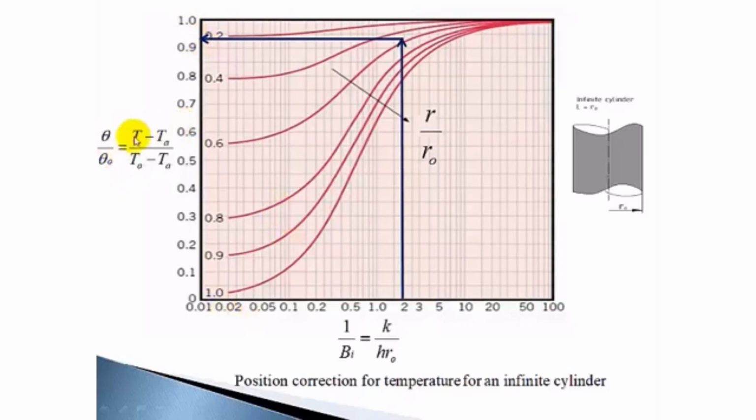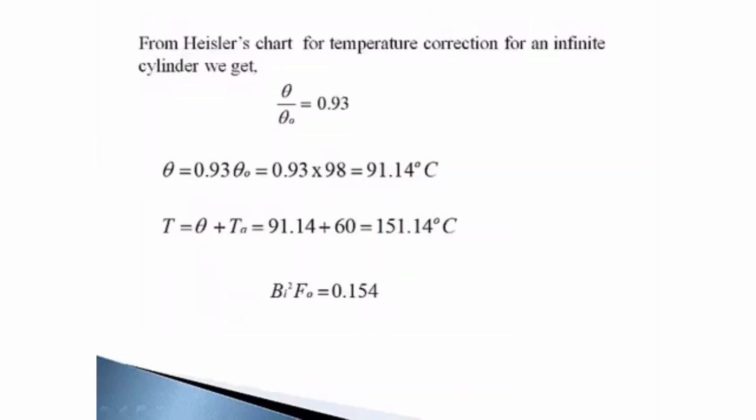Where theta is the temperature difference at that radius divided by the axis temperature difference. Theta naught is the axis temperature difference, and theta is the temperature difference at that radius. From the Heisler chart for temperature correction, theta by theta naught is 0.93. So theta is 0.93 times theta naught. Theta naught we got earlier as 98 degrees centigrade, the center temperature difference. So you get theta as 91.14 degrees centigrade.